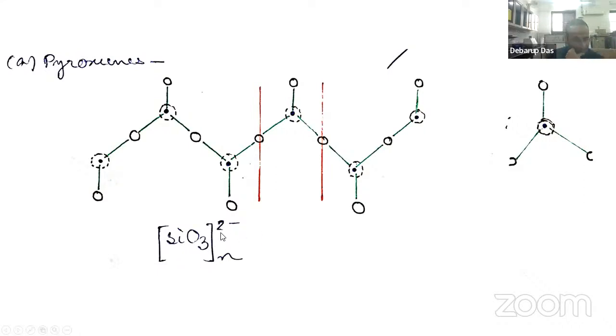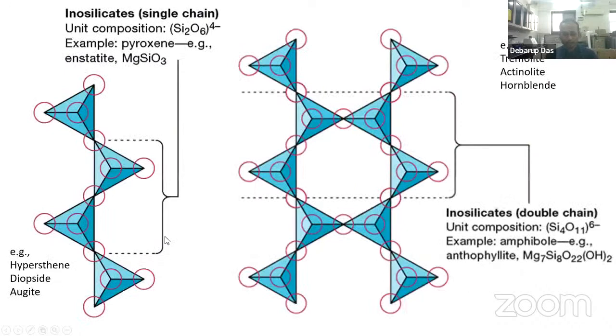(SiO3)2n minus. N means the number of units is not defined. It may end at 10, it may end at 20, it may end at 30, it may end at 100. That is why it is called an infinite length single chain. And this is a single chain silicate. Pyroxenes: augite, hypersthene, and diopside.